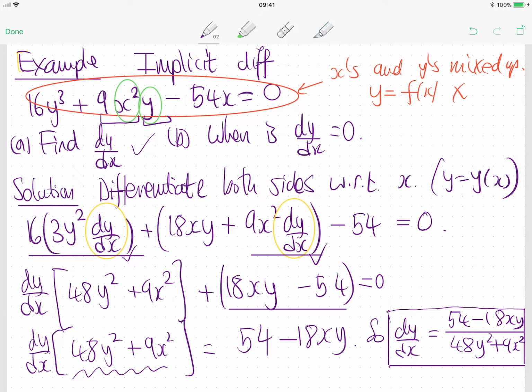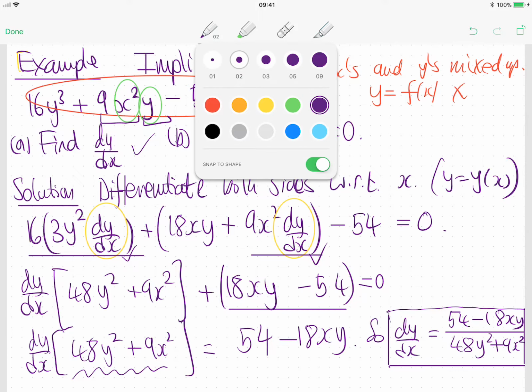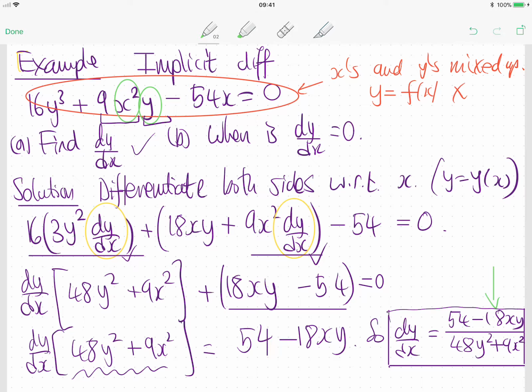You see something that's implicit, just differentiate outright from the beginning, and then get involved in the algebra and isolate that dy dx. Okay, part B, some of the higher marks. When is dy dx equal to 0? Well, we have a fraction for dy dx, so the question is, when is this fraction 0? And we know this fraction here is 0 when the top is 0.